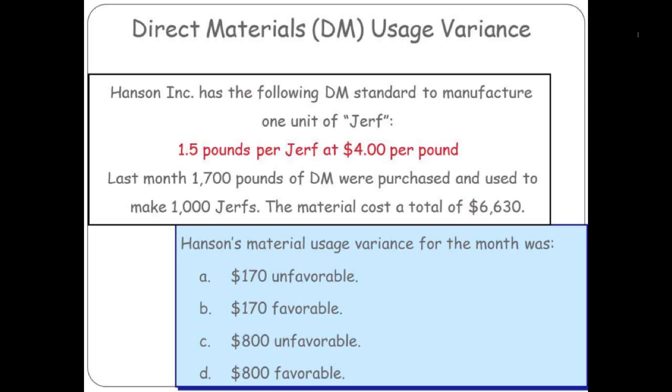That comes from the fact that their standard said, based upon the volume of output, they should have used 1,500 pounds of the material. They actually used 1,700. So that's 200 pounds unfavorable at $4 a pound. That's the $800 using the standard price. Okay.